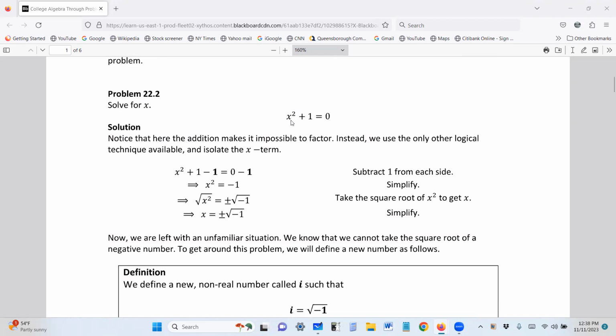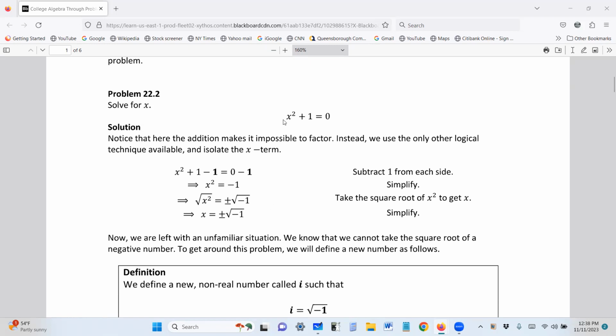Now, x squared plus 1 is not a difference of squares, it's not factorable, so we can't factor. So we apply the square root property, meaning we first subtract 1 from both sides, and then we take the square root of both sides. And on the left, we get x. On the right, we get plus or minus square root of negative 1. The problem is the square root of negative 1 is not a real number. So if you try this on the calculator, it's going to say error.